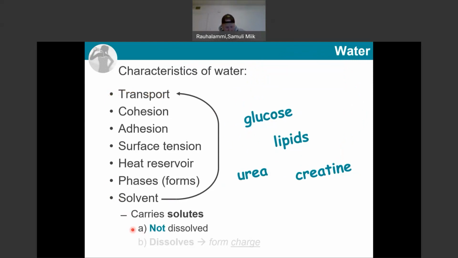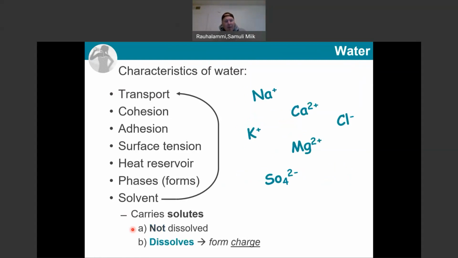There are, of course, going to be certain elements that do not dissolve in water, such as glucose, lipids, urea, creatine, and so on. These are not as much of an interest for us. Even though they don't fully dissolve, they can still be transported in this heavily water-based liquid from one part of the body to another. But what's going to be more important for us for the purposes of our chat today are the materials that dissolve in water, such as the various kinds of salts, acids, bases, proteins.